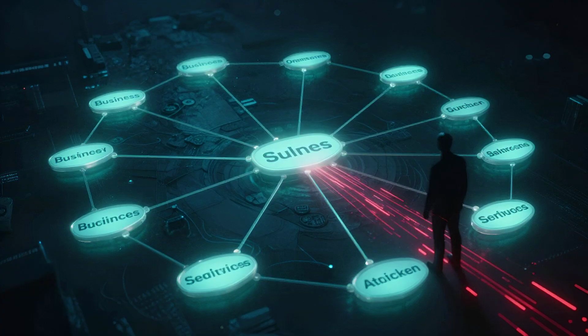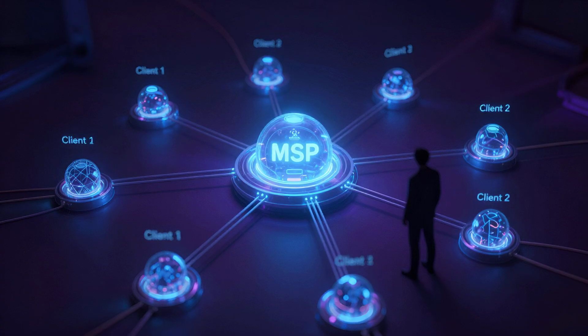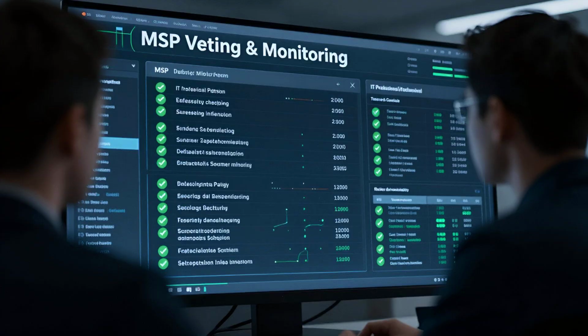Supply chain attacks target the organizations and partners a business depends on. If attackers compromise suppliers, vendors, or service providers, they can gain indirect access to their final target. Managed service providers can introduce risk because they often manage multiple clients on shared infrastructure. A single breach, stolen credentials, or misconfiguration can allow attackers to access multiple organizations at once, making vetting and monitoring MSPs critical.